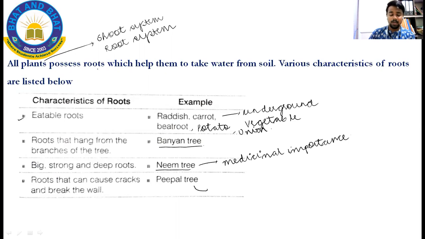Now tell me, have you all understood these characteristics of root? Say yes or no, everyone. Have you all understood this part? Shoot system, in the sense stem, leaves, flower, all those components we are calling the shoot system. Fine students, please start writing this. It is very important.